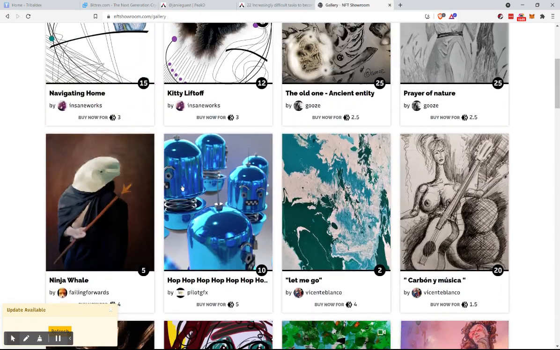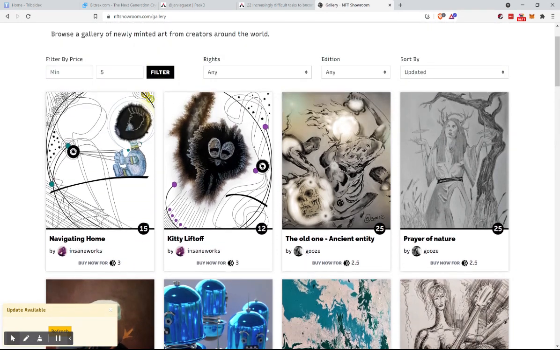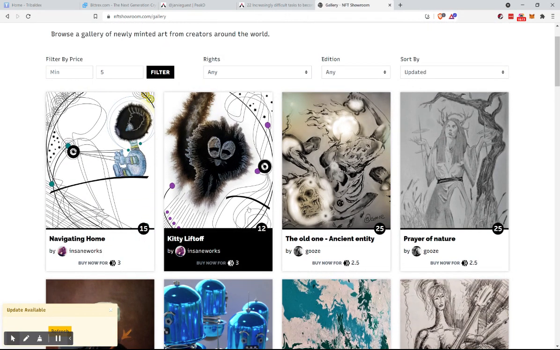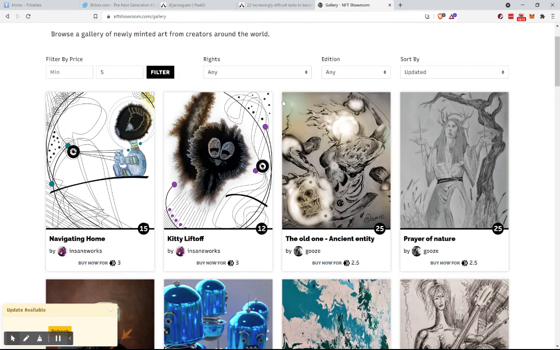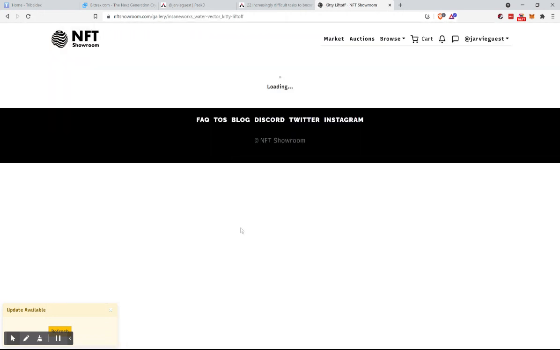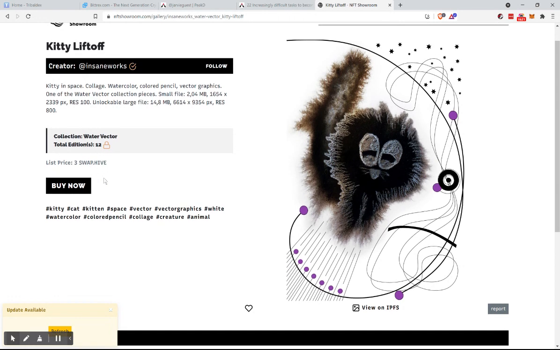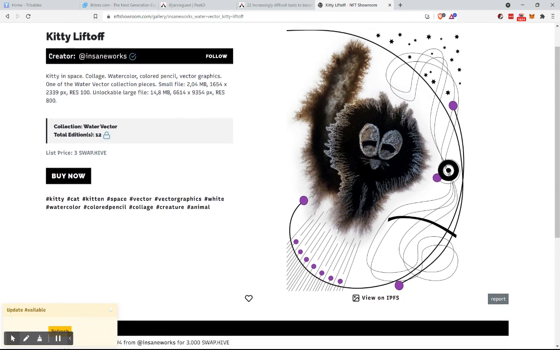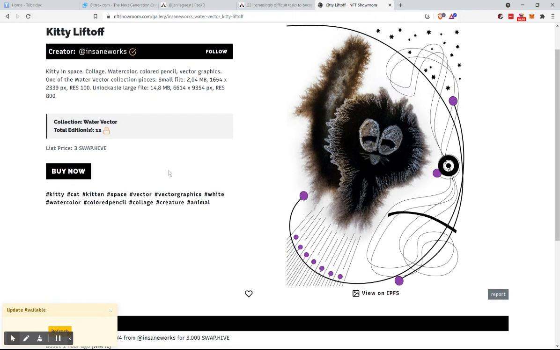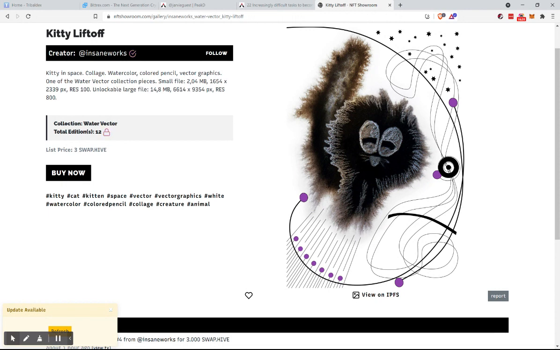The fireworks, do you have any opinions? I like this dude. Is that a cat? Yep, kitty liftoff. Let's do it. I like that one. All right, so Kitty in Space, collage, watercolor. I think it's pretty good art. There's 12 of them. Maybe that's why the price is a little bit lower. And unlockable large 14 megabyte file. Whoa.